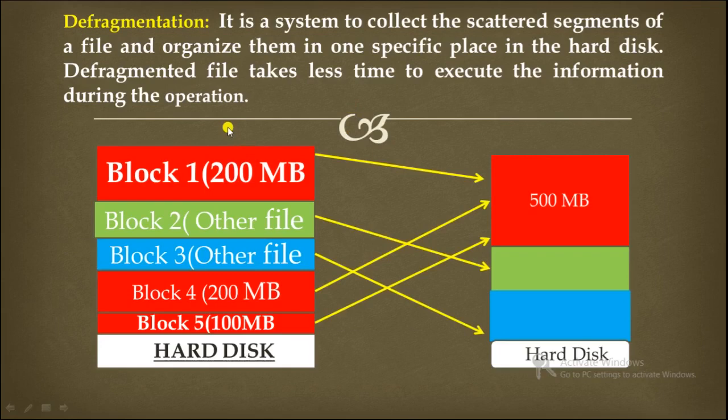Let's see the example to understand the concept of defragmentation. As you can see on the screen, now block 1, block 4 and block 5 are all shifted into one place. This now has 500 MB. Understood? So this is the work of defragmentation, to collect the scattered segments of a file and organize them in one specific place, and block 2 and block 3 are shifted below.